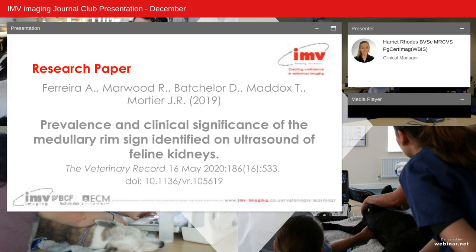So the paper that I've decided to present is one by Amy Ferreira and the other members of the Internal Medicine and Diagnostic Imaging departments at the University of Liverpool Small Animal Teaching Hospital, whereby they investigated the prevalence and the clinical significance of the medullary rim sign identified on ultrasound of feline kidneys. This paper was submitted in 2019 and was published in the Veterinary Record in May 2020.